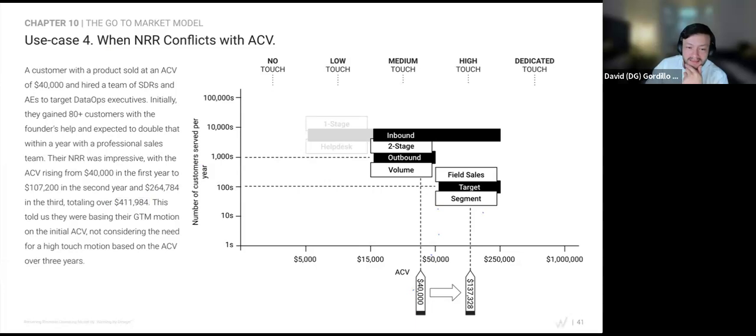But this is also telling us that the way they were structuring their go-to-market organization was not aligned with the real expectations of the customers when you are expanding them at such a high rate. So in this case, we recommended they do two things. The first one is that for sales and for marketing, they could have a targeted list of accounts.